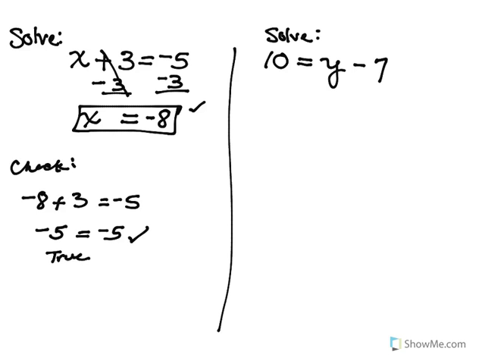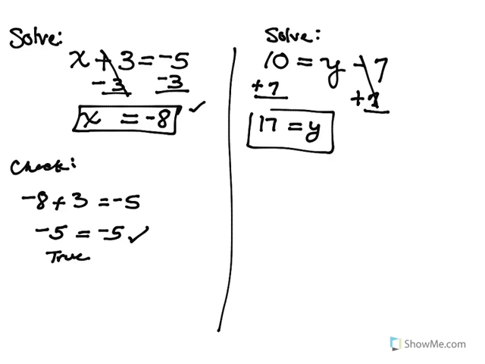So when I look at the problem, I have the y minus 7. So I know the 7 needs to relocate. So since it's y minus a 7, I'm going to do the opposite of subtract. So I'm going to add the 7. I am going to cross the equal sign and add it to the 10. So from left to right, we end up with 17 equals y, because the negative 7 plus the 7 cancel out. So y equals 17.